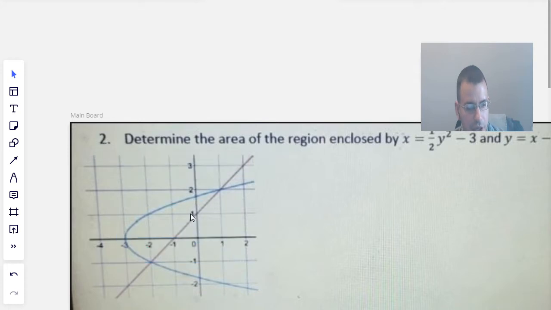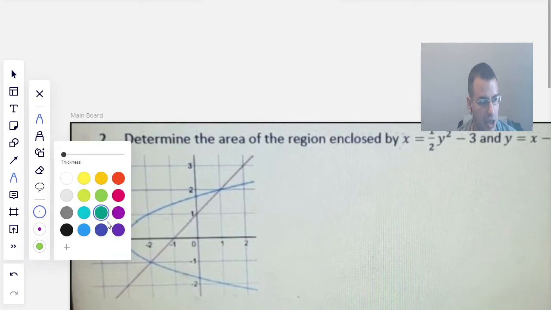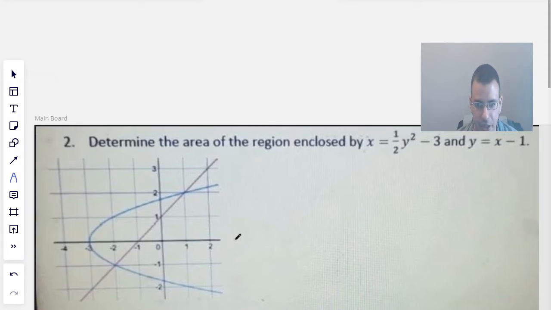So instead of going from left to right with delta x, where we do the top function minus the bottom function, this time if we go in the y direction, we do right minus left. The right function minus the left function, which in this case will be the line minus the parabola. The first thing I want to do is get the intersection points, which it looks like are 1, 2 and negative 1, 2.